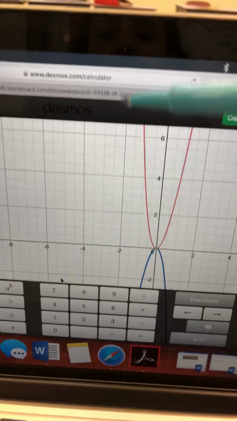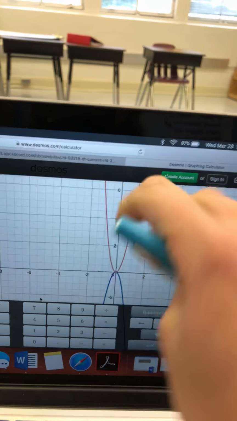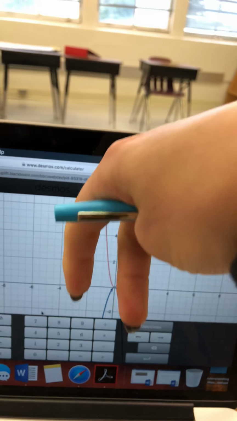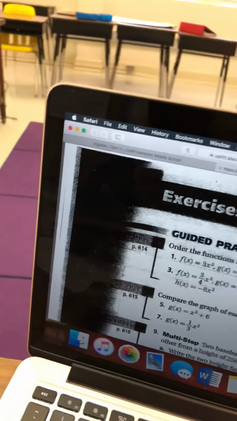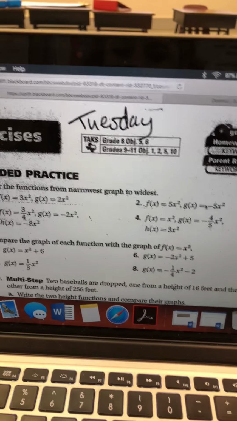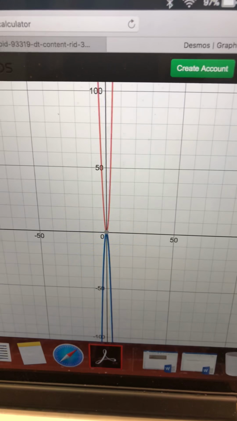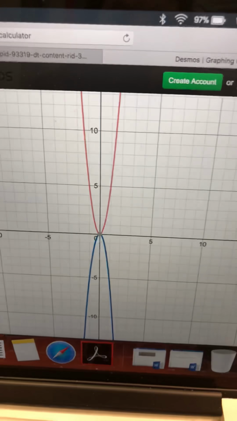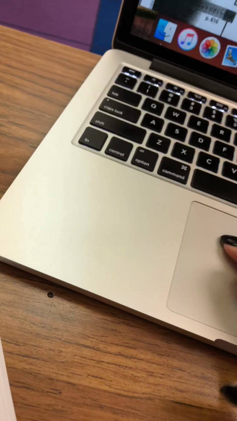It makes sense, right? Because if it's going up, the ends of this function are pointing up. If it's going down, or if it's negative, it's going to go down, and the ends of the function are pointing to the lower numbers. Okay, so on this one, it says order the function from narrowest to widest. These two, neither was more or less narrow. They were exactly the same. They were just reflected. So for number 2, the answer would be same.